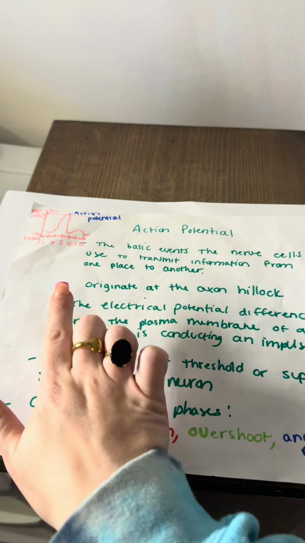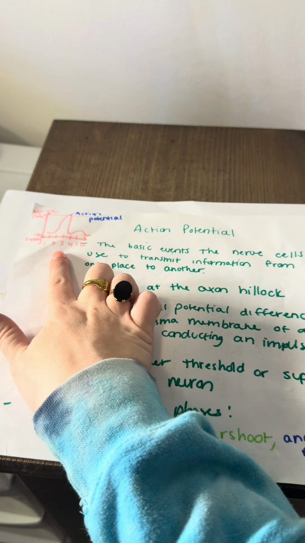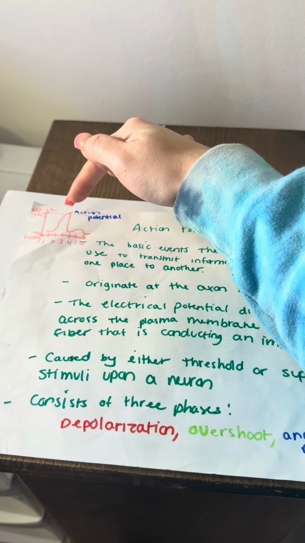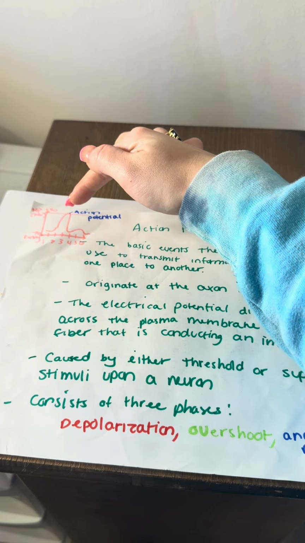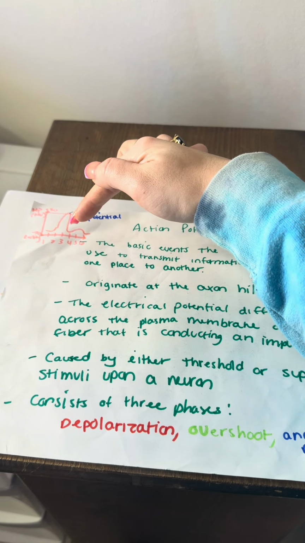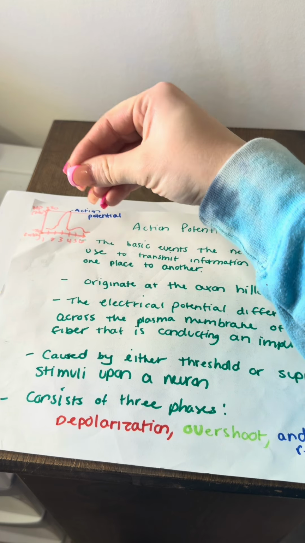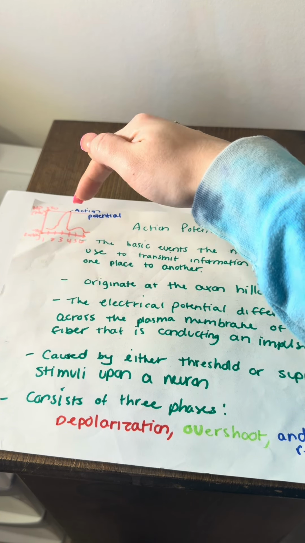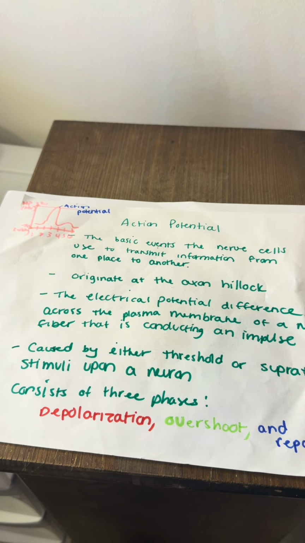And then right up here is a little diagram, same diagram I used before, just showing where at one point the action potential happens. As you see, this is the top where the action potential is that burst of energy across the plasma membrane.